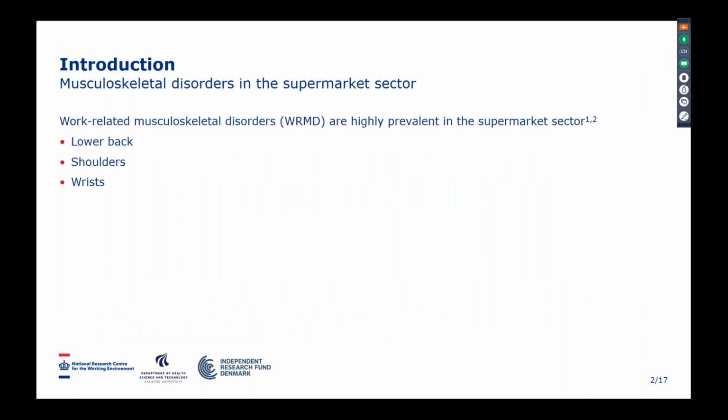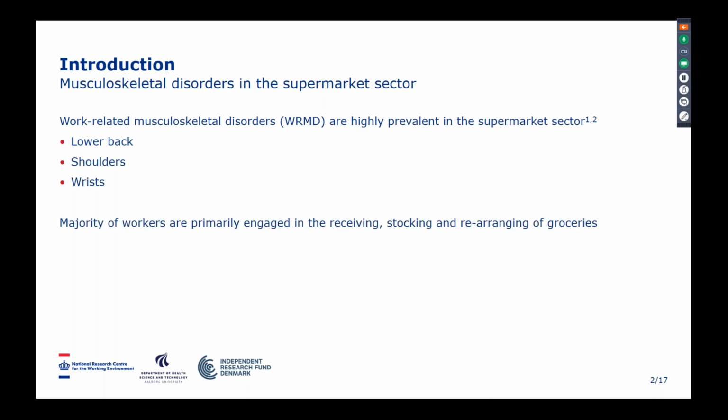First up, I'll try to give you a little introduction to the work that we're actually analyzing here. What we know here is that work-related musculoskeletal disorders are highly prevalent in the supermarket sector. This is particularly to the lower back, the shoulders and the wrists, but also, for example, the feet and the knees. What we also know is that the majority of workers in the supermarket sector are primarily engaged in the receiving, stocking, and rearranging of groceries.